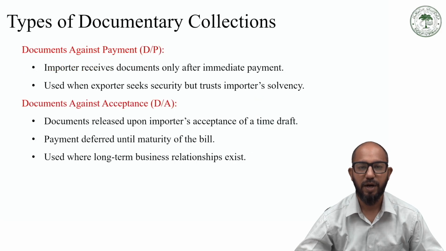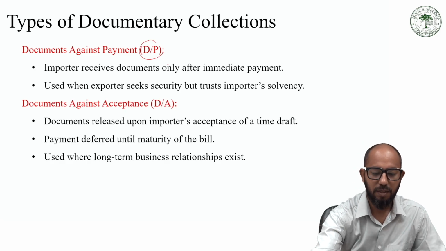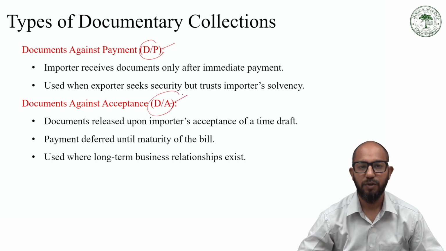Let us now try to understand the types of documentary collections. There are two types of documentary collections. One is documents against payment and documents against acceptance, that is DP, payments, and DA, acceptance. If we talk about documents against payment, in this the importer receives documents only after immediate payment.